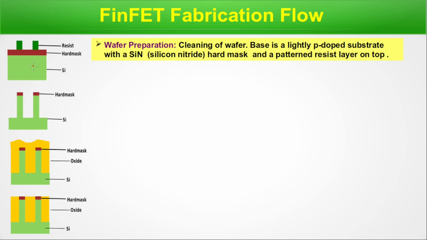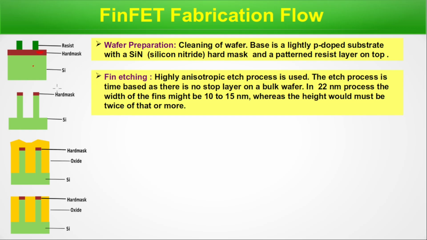Silicon, this is hard mask silicon nitride. Resist layer is there. Now fin is etched. A highly anisotropic etch process is used. The etch process is time-based and there is no stop layer. In a 22 nanometer process, the width of fins might be 10 to 15 nanometer, whereas the height would be twice of that or more. So this portion is etched in between.